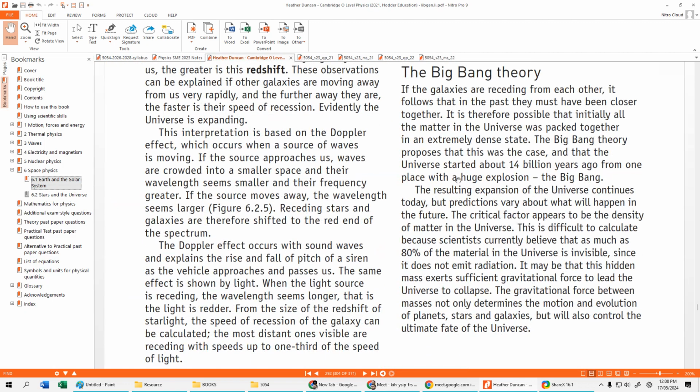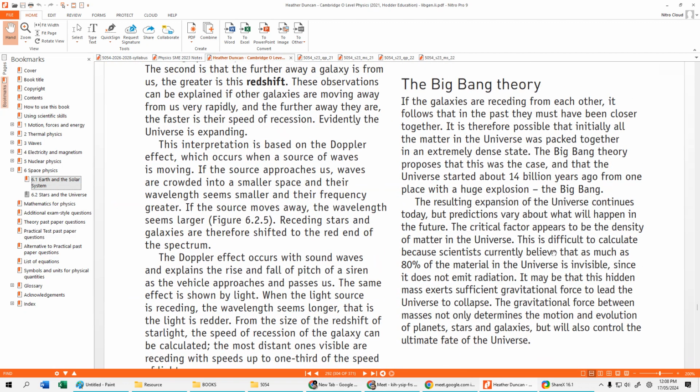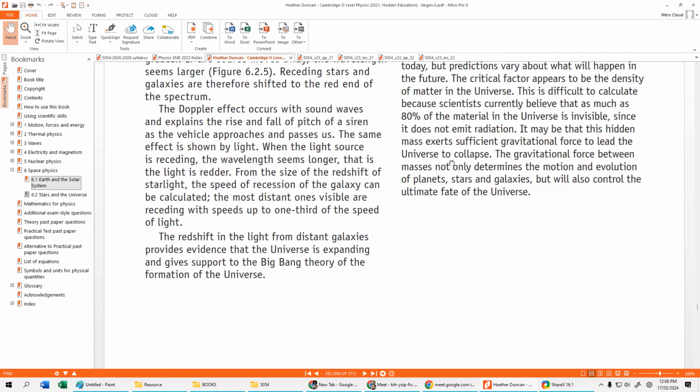Written here, this part, if we look at it a little: the resulting expansion of the universe continues today, but predictions vary about what will happen in the future. The critical factor appears to be the density of the matter of the universe. This is difficult to calculate because scientists currently believe that as much as 80% of the material of the universe is invisible since it does not emit radiation. It may be that this hidden mass exerts sufficient gravitational force to lead the universe to collapse. The gravitational force between masses not only determines the motion and evolution of the planets and stars and galaxies, but will also control the ultimate fate of the universe.